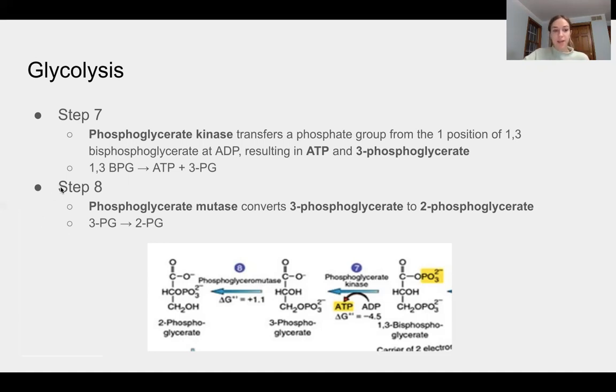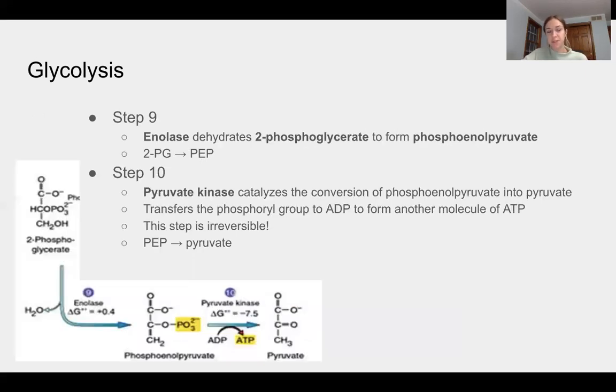So step 8, we have the enzyme phosphoglycerate mutase, which converts 3-phosphoglycerate to 2-phosphoglycerate. This is literally just moving the phosphate from the 3 position to the 2 position, which I think this enzyme actually kind of tells you what it's doing. It's just mutase. It's just mutating it. It's moving it. It's not really doing any super significant change here. So then again, we have 3-PG to 2-PG.